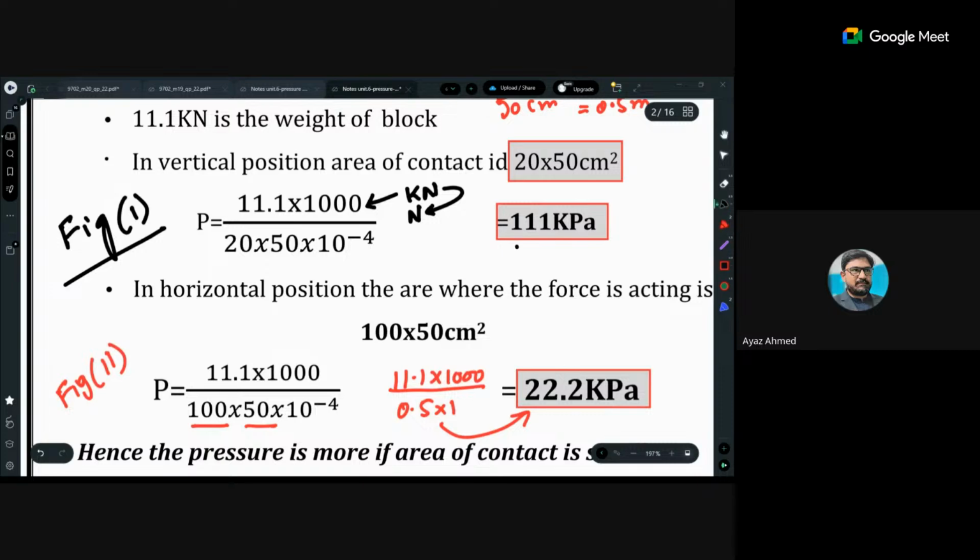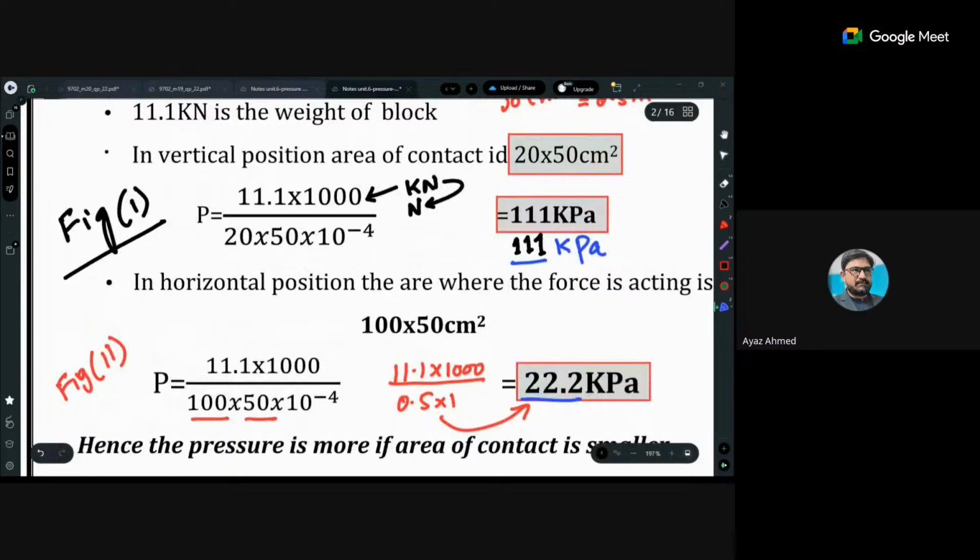It is 111,000 pascal. So simply, if I consider it in kilo, it is 111 kilopascal, and it is reduced to 22.2 kilopascal. So is it clear to all what happens? When we are increasing the area, the pressure is reduced. Is it clear to all of you?